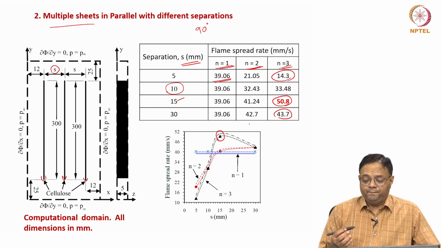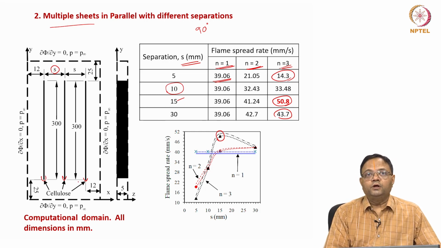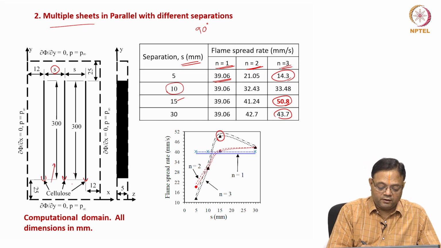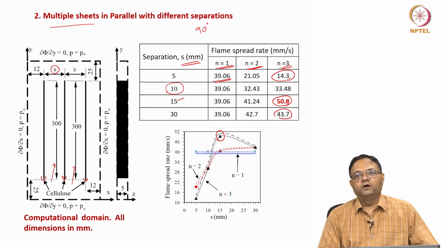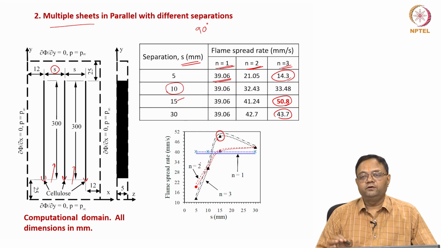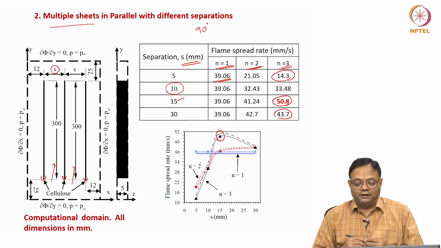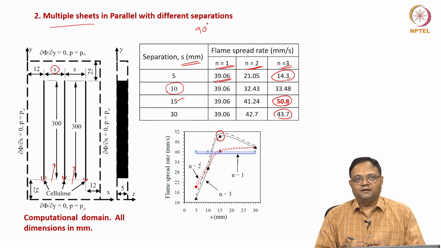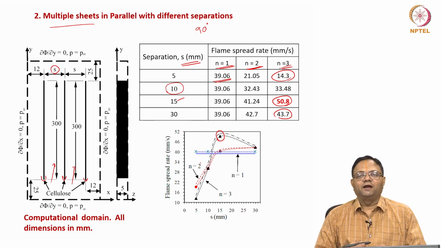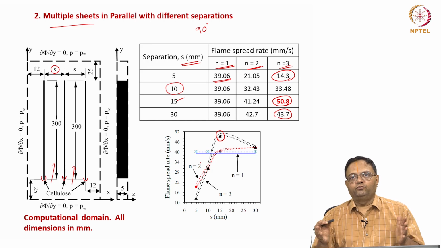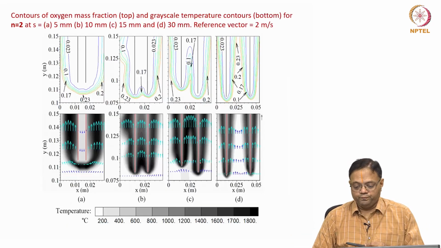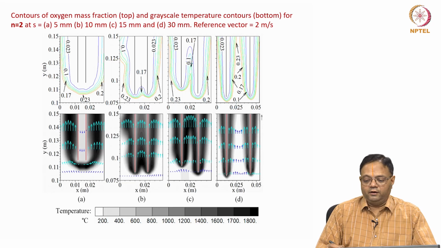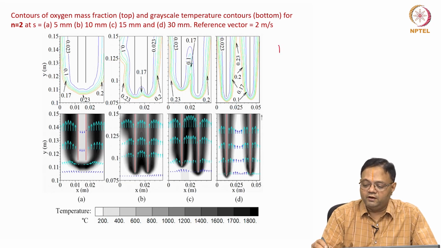So, the important point here is that based upon the separation distance, the air entrainment in between any 2 sheets causes the variation in the flame. So, the interaction between the sheets is quite obvious at low separation distances, and the interaction or the interference effect vanishes as you increase the separation distance. So, this is a case done with FDS.